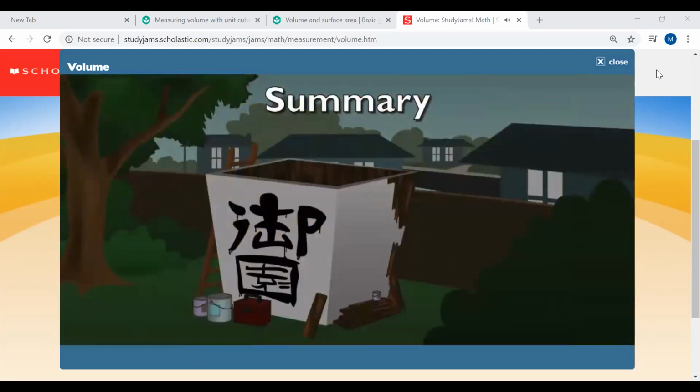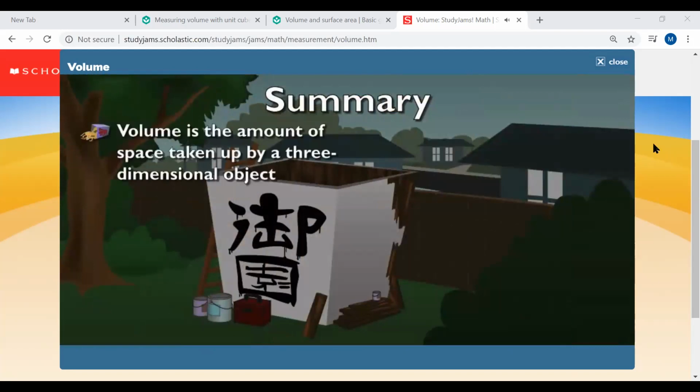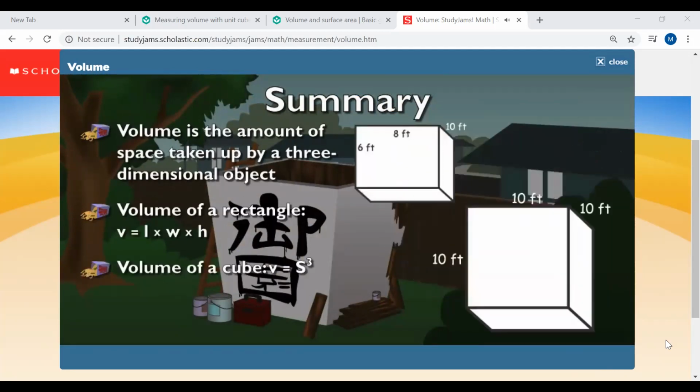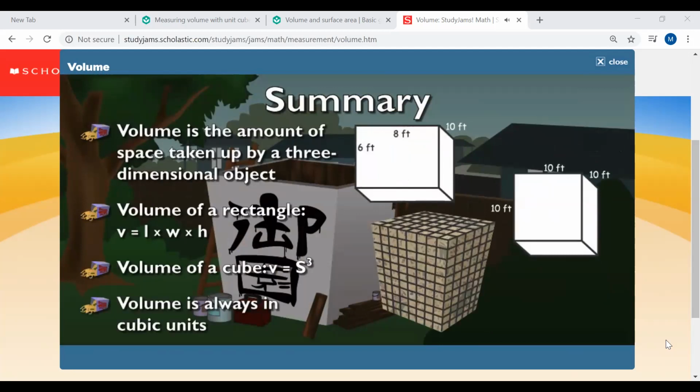So, I think I've got it. But let's go over this volume stuff one more time to be sure. Volume is the amount of space that's taken up by a 3-dimensional object. To figure out the volume of a rectangle, multiply the length times the width times the height, like we did to find the volume of our giant chow mein box. A cube's even easier. Since all the sides are the same, the volume's S cubed. And don't forget to give your total in cubic units. Just think of all those little cubes inside.